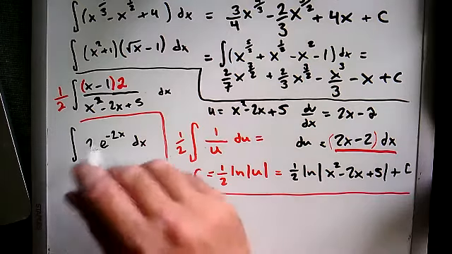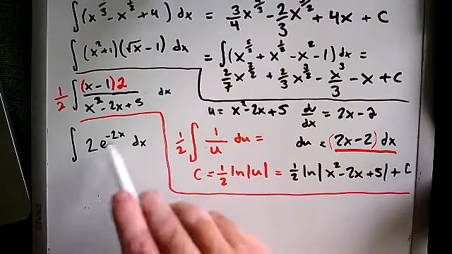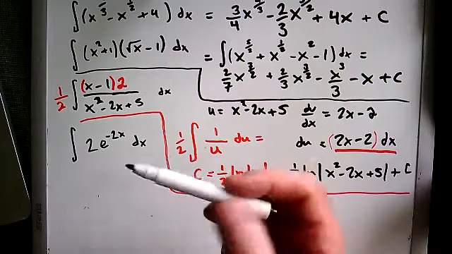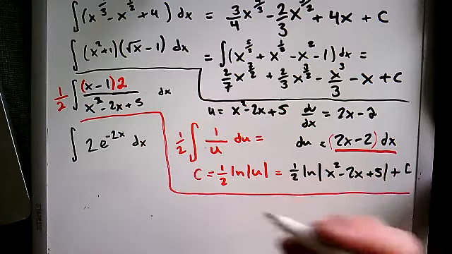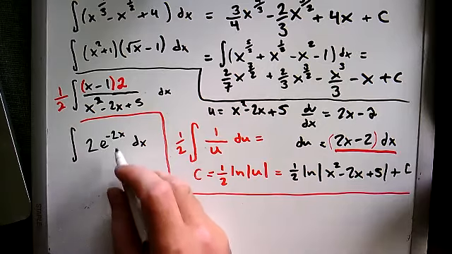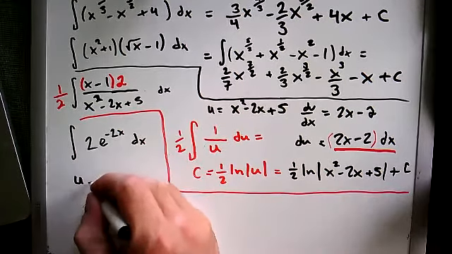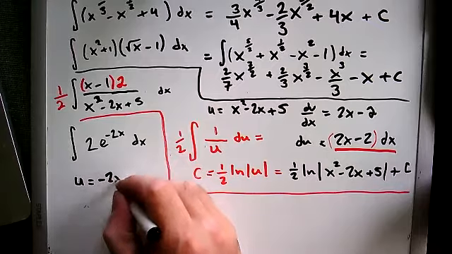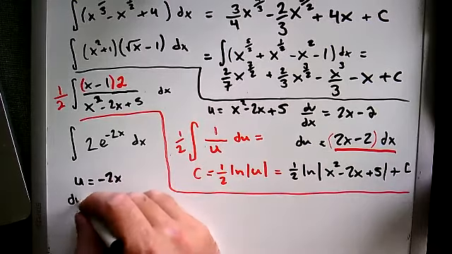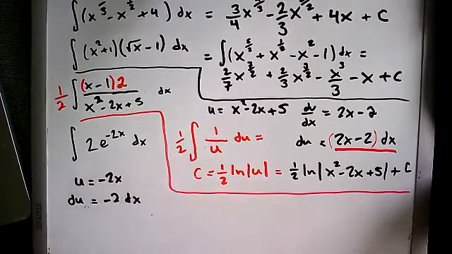Here is the antiderivative of an exponential function. I wouldn't be surprised if there's some students who can see what's going to work here, kind of guess and check it. I'm still going to use a u substitution here. I'm going to use a u substitution equal to our power there. So I'm going to let u equal negative 2x, and then du is just negative 2 dx.